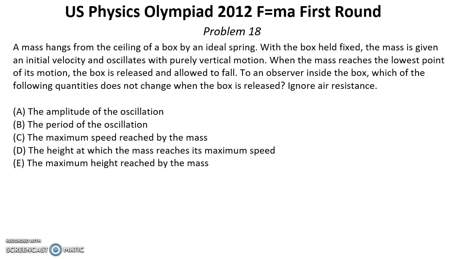D. The height at which the mass reached its maximum speed. Yes, that's true, because maximum speed will be at the position of equilibrium, and the position of equilibrium will change. The maximum height reached by the mass. This position will change because amplitude will change. So, correct answer is B.